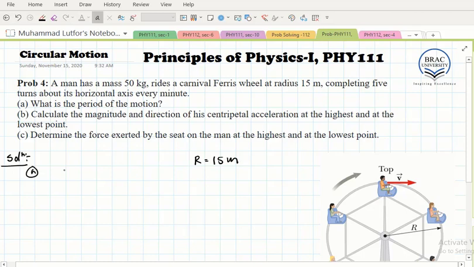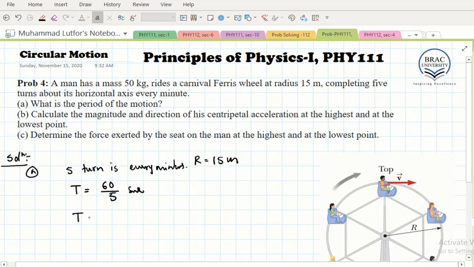it makes 5 turns in every minute, right? Now we have to find the time period, which is how much time it will take to make 1 turn. So in 60 seconds it makes 5 turns. How much time will it take for 1 turn? So we should write 60 divided by 5 seconds, right?